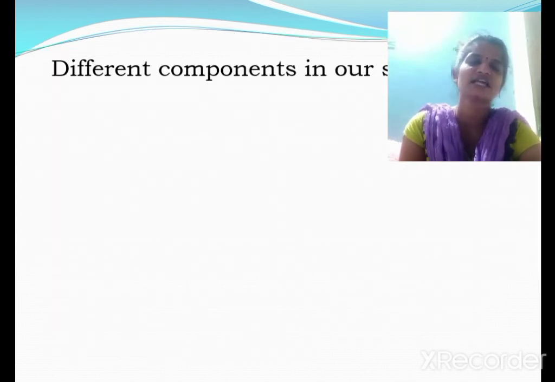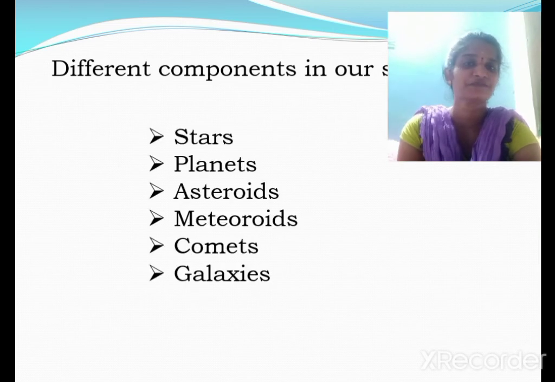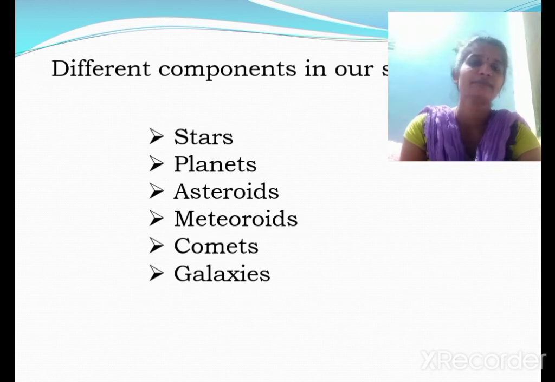Different components in our solar system. What are the different components in our solar system? Stars, planets, asteroids, meteoroids, comets, galaxies. In the last video, we saw about the stars and planets. Now we are going to see asteroids, meteoroids and comets.